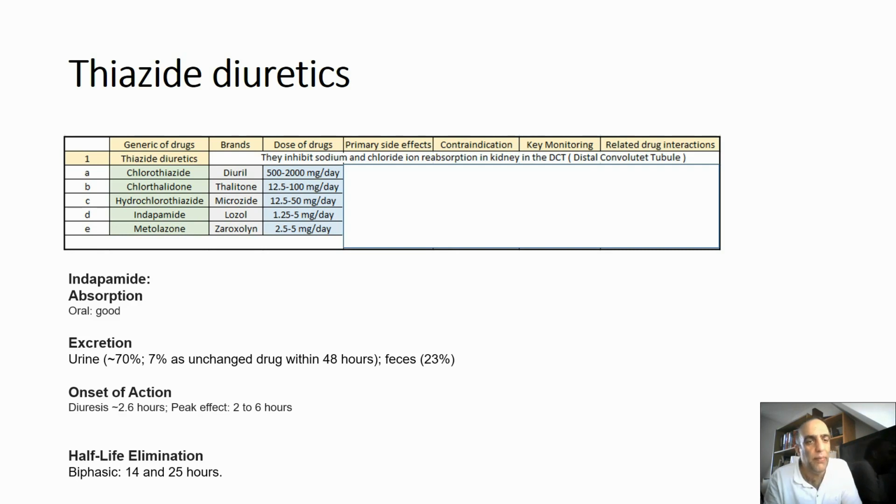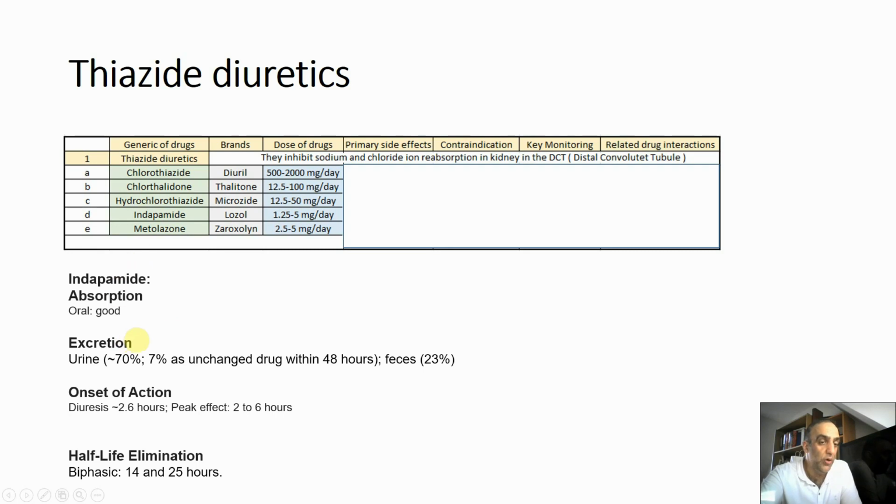Indapamide, we can also say Lozole. For these drugs, we need a very low amount. I forgot to say these parts. For Chlorthalidone, we use Thalitone, and the dosage is between 12.5 and 100 milligrams per day maximum. Also for hydrochlorothiazide, the starting dose is the same, 12.5, but the maximum dose can be 50 milligrams per day. But for Indapamide or Lozole, we need a very low starting dose. Mainly the daily dose is 1.25 and the maximum can be 5.